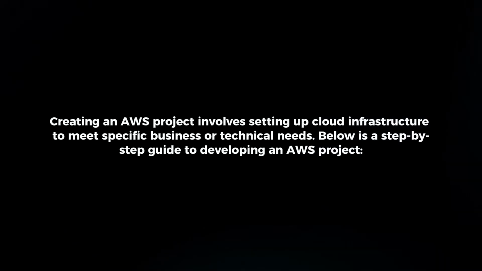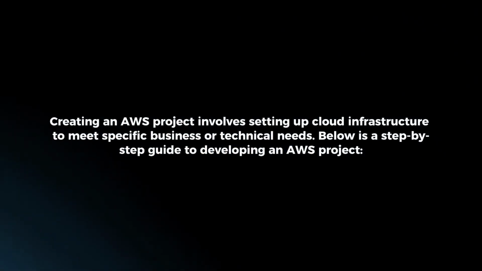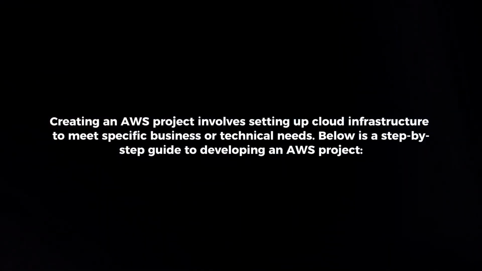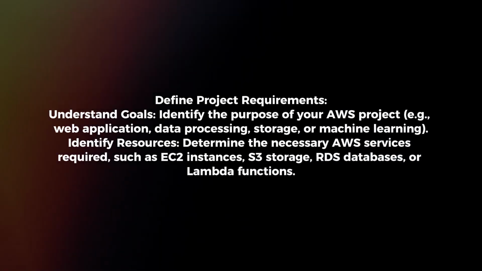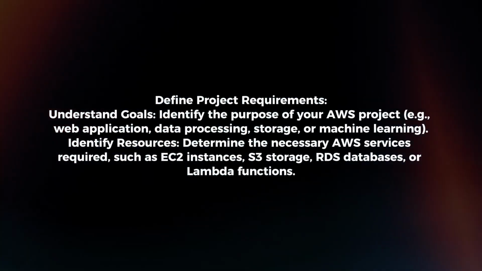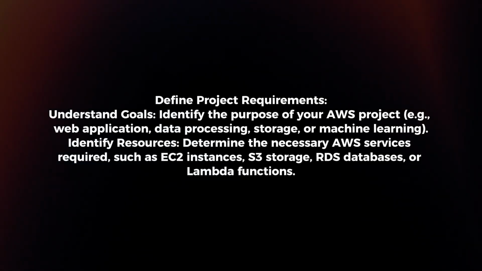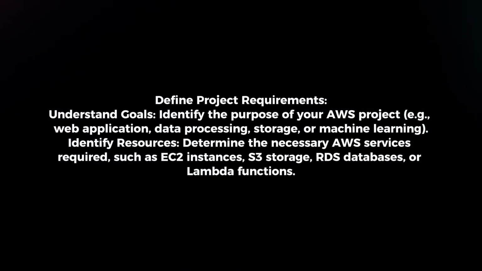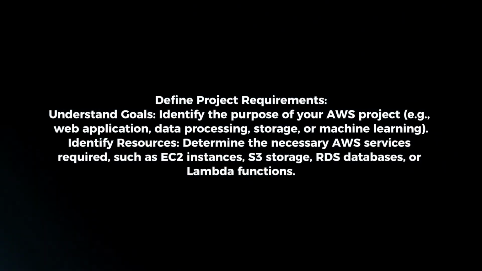Creating an AWS project involves setting up cloud infrastructure to meet specific business or technical needs. Here's a step-by-step guide to developing an AWS project. Define project requirements. Understand goals. Identify the purpose of your AWS project. Identify resources. Determine the necessary AWS services required, such as EC2 instances, S3 storage, RDS databases, or Lambda functions.